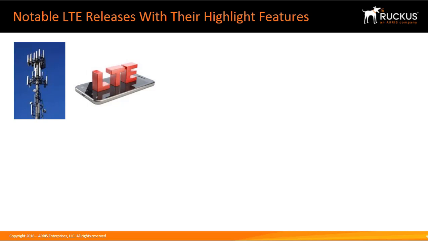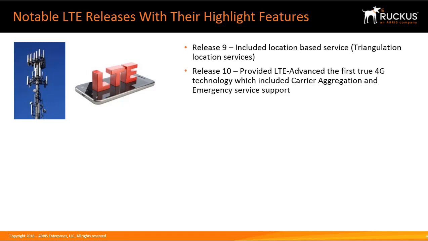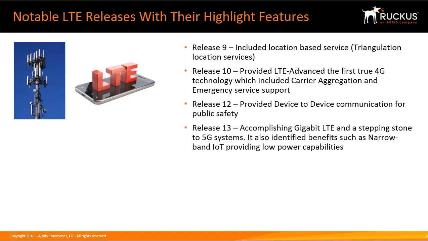Enhancements to LTE through the years have provided improved throughput and additional features. Some notable LTE releases, along with their highlight features, were Release 9, which included location-based service and triangulation location services; Release 10, which provided LTE Advanced, the first true 4G technology, which included carrier aggregation and emergency service support; Release 12, which provided device-to-device communication for public safety; Release 13, accomplishing gigabit LTE and a stepping stone to 5G systems.